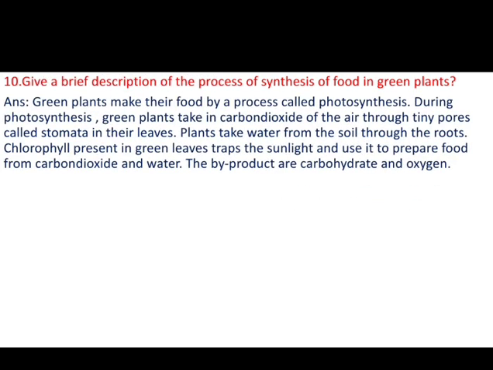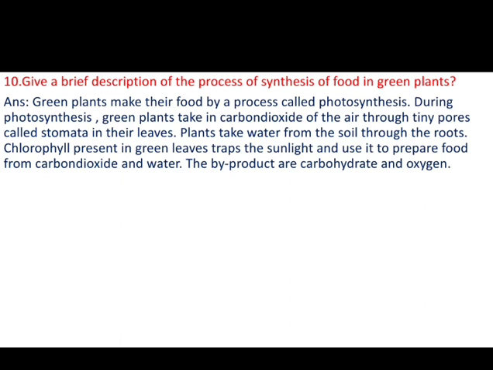Green plants make their food by a process called photosynthesis. During photosynthesis, green plants take in carbon dioxide of the air through tiny pores called stomata in the leaves. Plants take water from the soil through the roots.